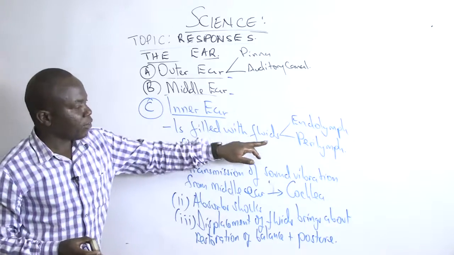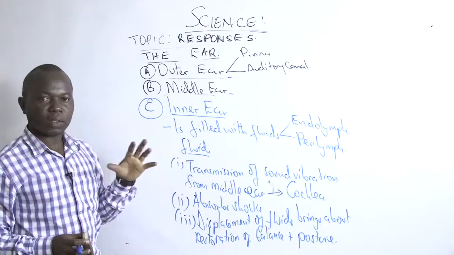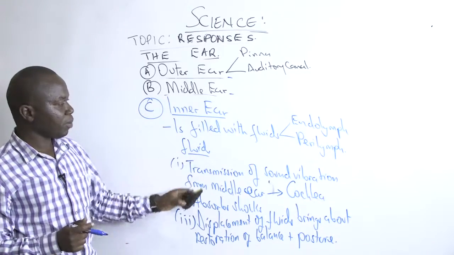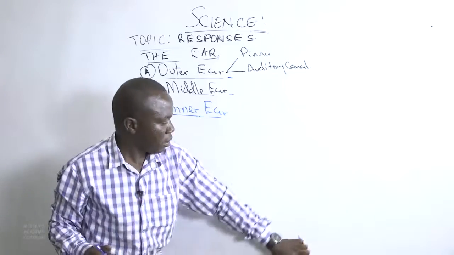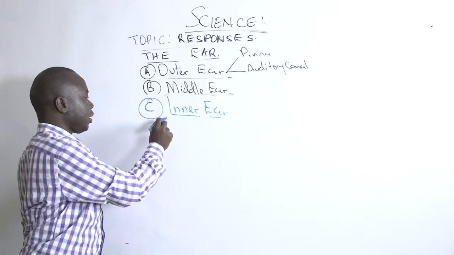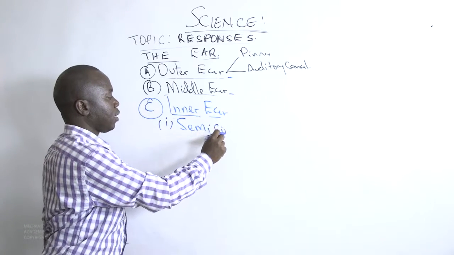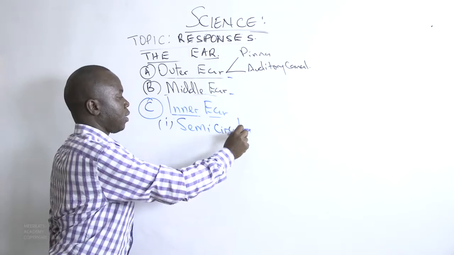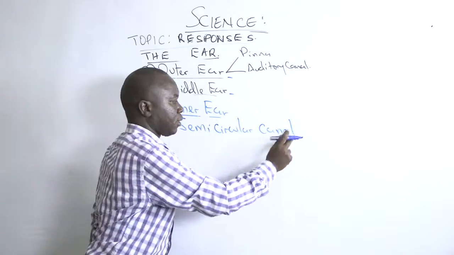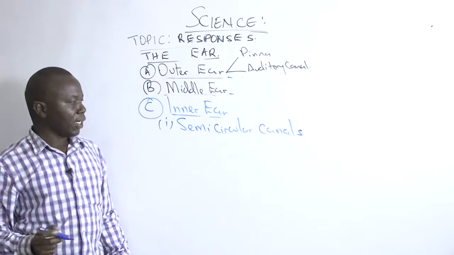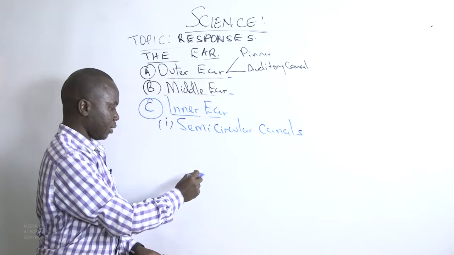So the inner ear has these fluids, yes, but we have two very important structures in the inner ear that are going to be involved in the functions that we have said. One of those structures is the semicircular canal. We have three types of semicircular canals.